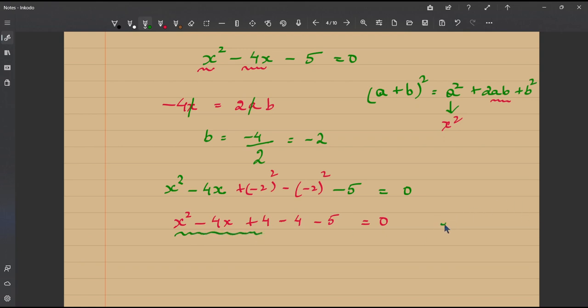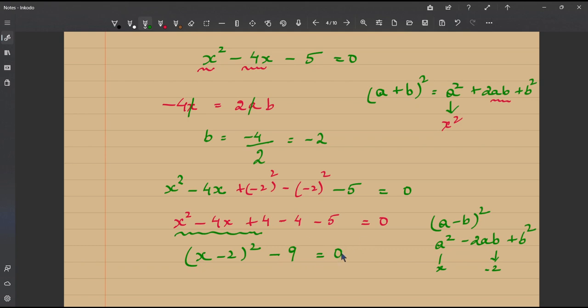This part of the equation stands of this form. (a minus b) the whole square is equal to a squared minus 2ab plus b squared. So we can rewrite this as this. We know that a is x, and we know that b is minus 2. So x minus 2 the whole square gives you x squared minus 4x plus 4, right? And we have a minus 4 and minus 5, which is minus 9 is equal to 0.